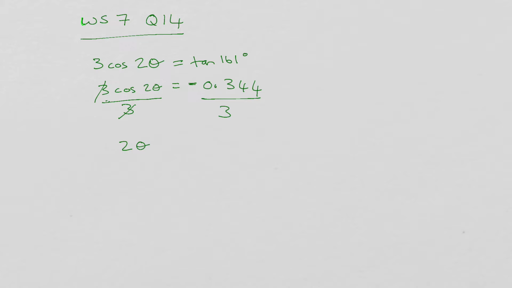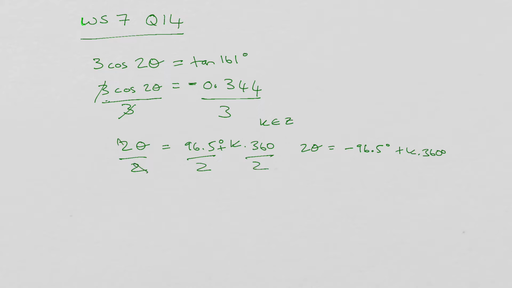So 2 theta is 96.5 degrees, and you're going to add K360, and remember to say K is an element of integers. It's cosine, so you're going to do the same with the other angle. 2 theta is equal to minus 96.5 degrees plus K360. I doubt you need help from here onwards. Obviously, I'm just going to divide everything by 2 and then carry on.